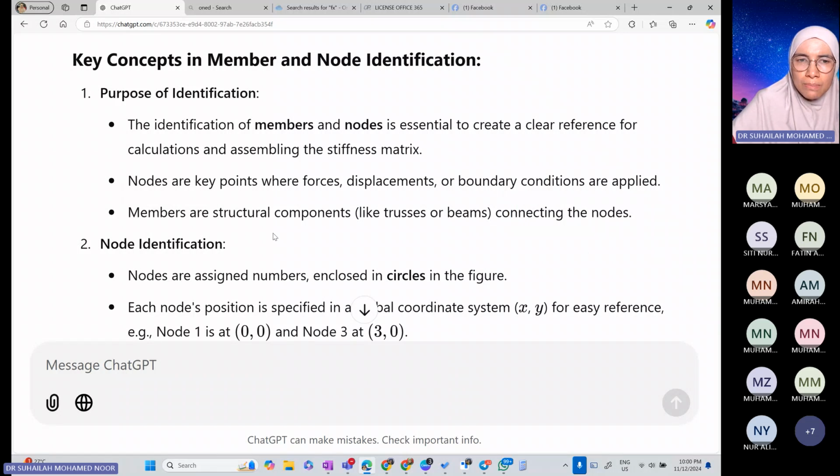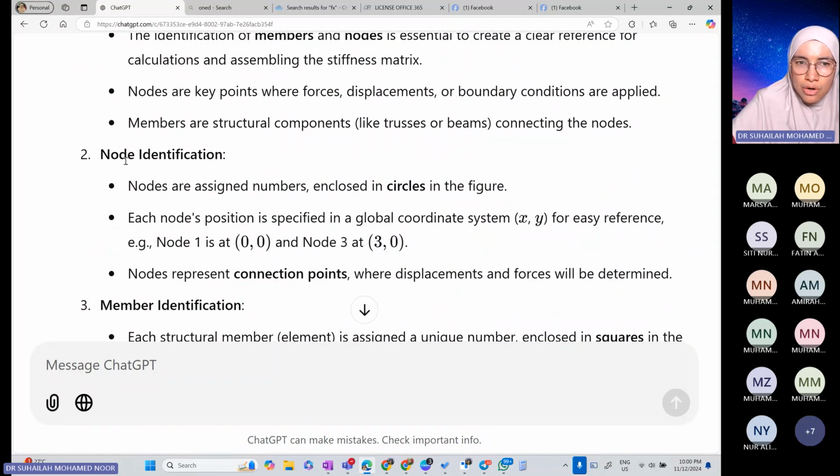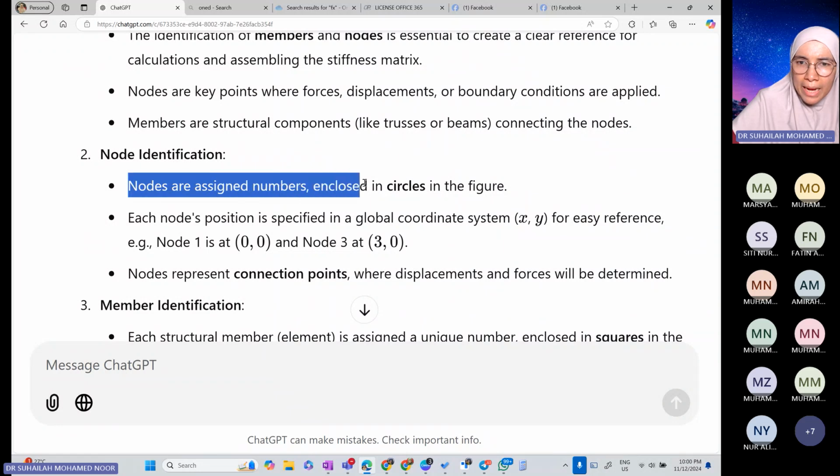Okay, kita tengok about node identification. Node identification. Nodes are assigned numbers enclosed in circle in the figure.